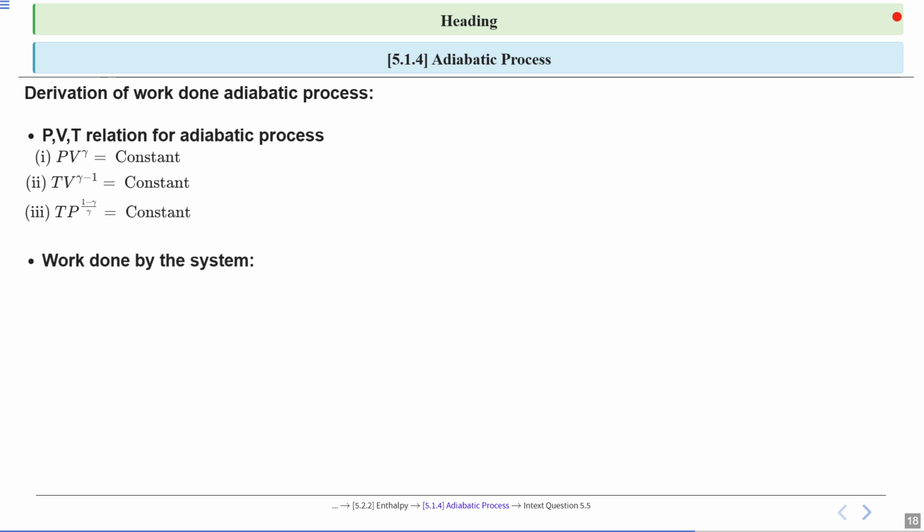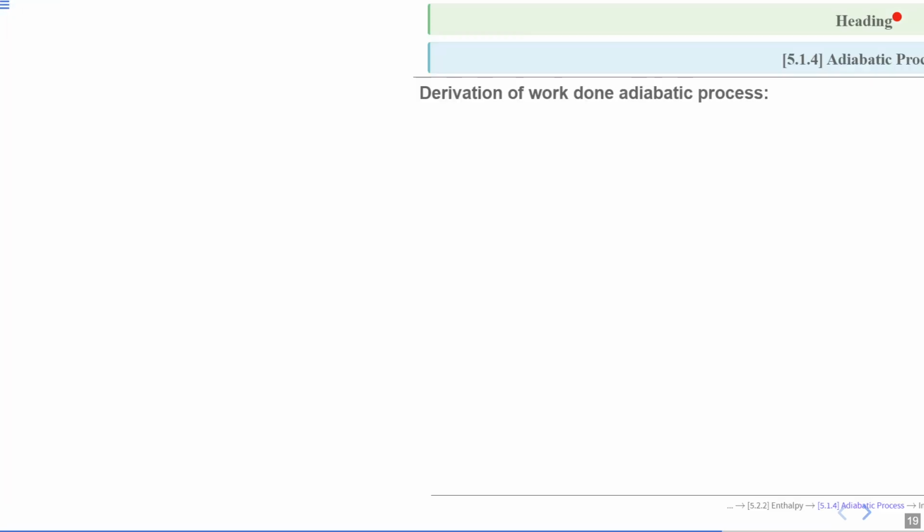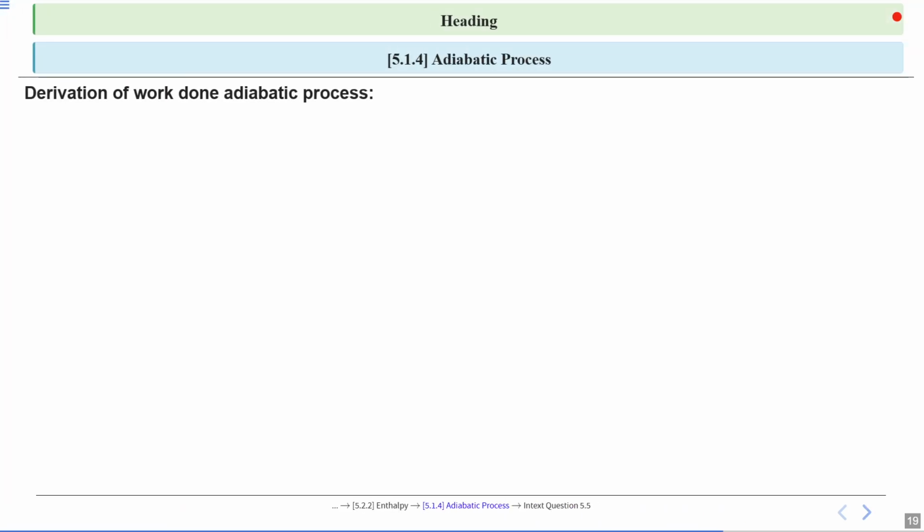Now, if you want to calculate the work done by the system, it's very simple. You know it very well that work done is equal to the negative of delta U. If you write the change in internal energy in terms of Cv delta T, whose equation we have seen just now, delta U is equal to nCv delta T. If you put this equation in delta W, what can you write? Delta W is equal to minus nCv delta T. Okay, so we got the equation.